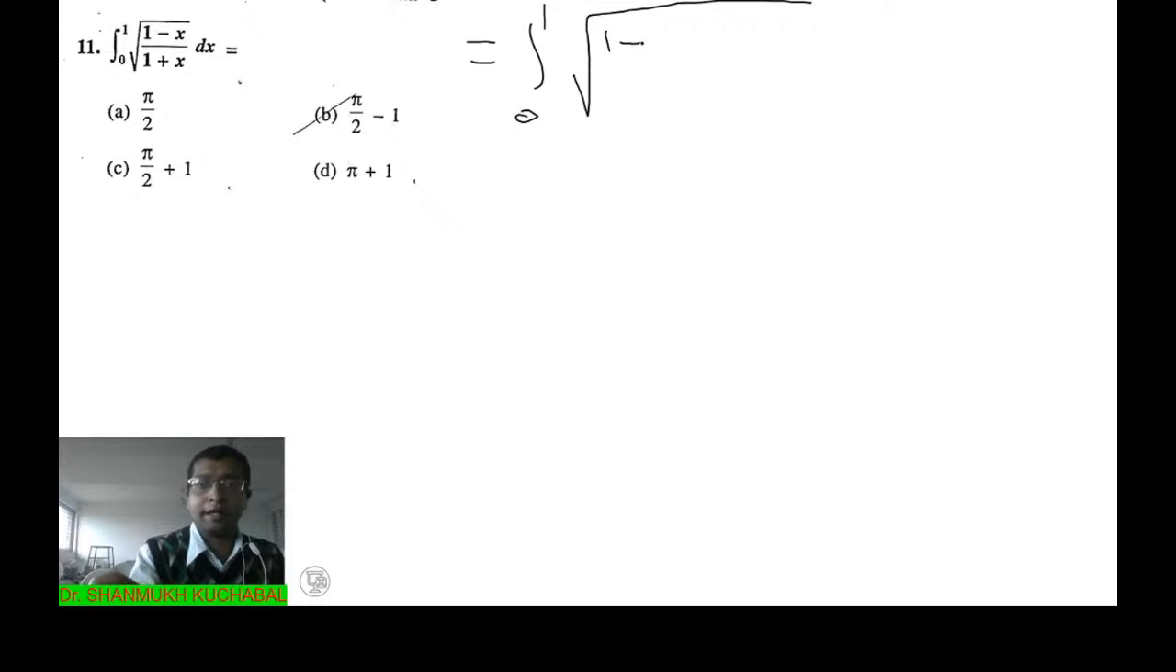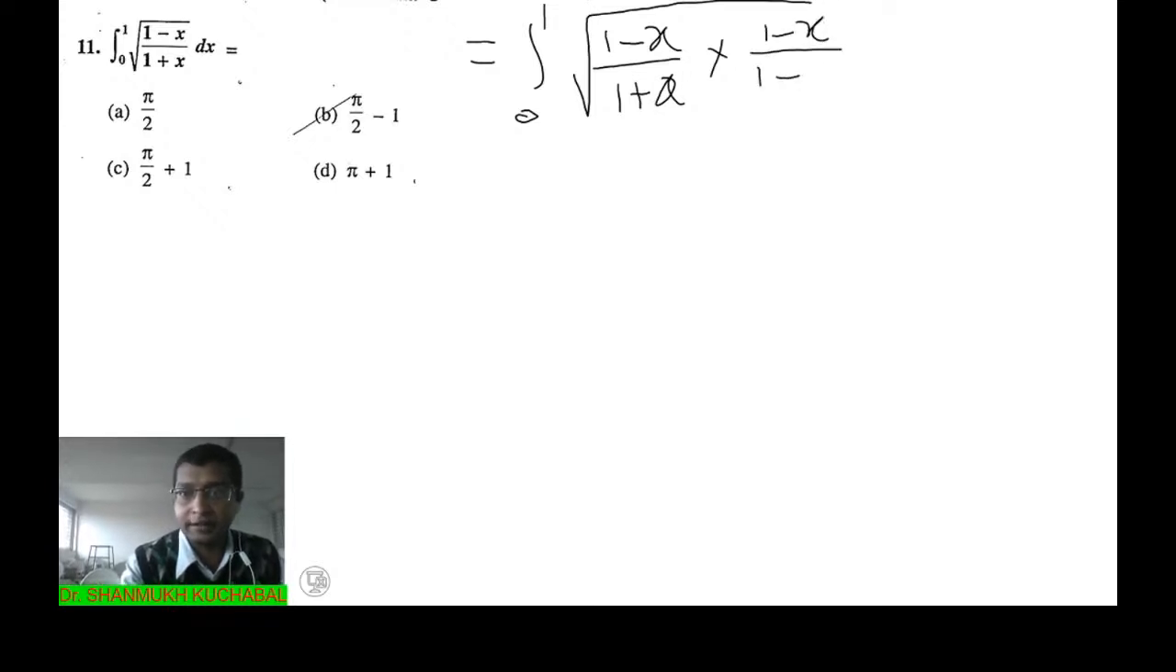So further, next example, it is integration 0 to 1 under the square root of 1 minus x divided by 1 plus x. So we'll take the integral of root of 1 minus x divided by 1 plus x. To simplify it, we will do the rationalization. Denominator is 1 plus x. Rationalizing we get 1 minus x divided by 1 minus x.